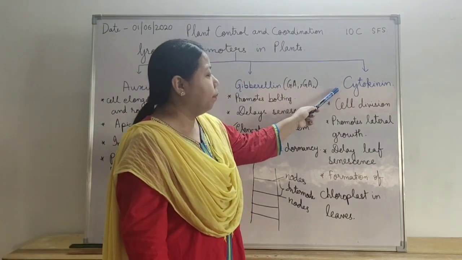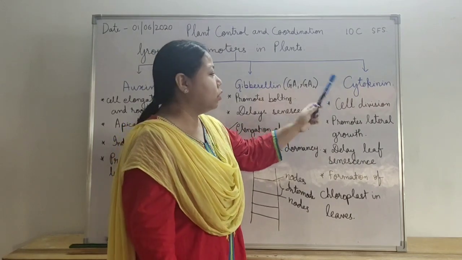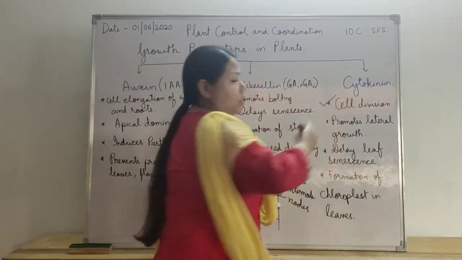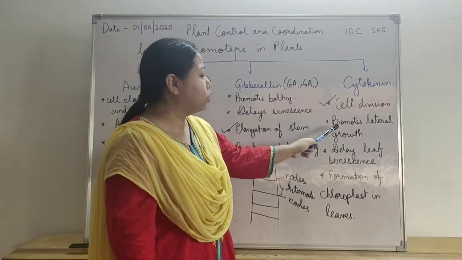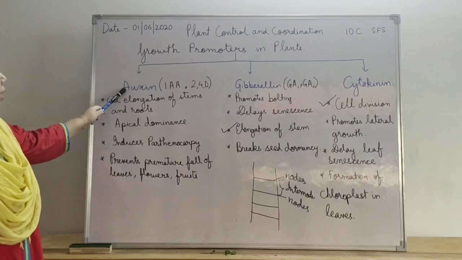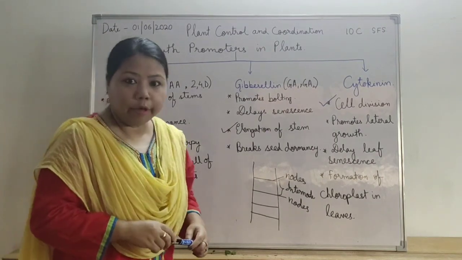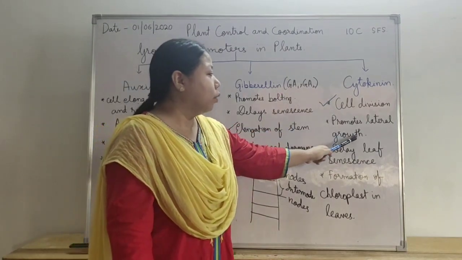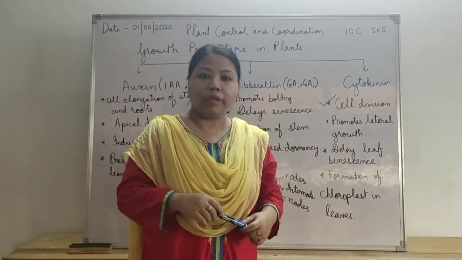Next we go to the third growth promoter in plants, that is cytokinin. So cytokinin's main function is cell division. It helps in the division of cells. Apart from that, it also promotes lateral growth. Remember that auxin helps in apical dominance, growth of the apices of the plant, and cytokinin helps in growth of the lateral sides of the plant or the lateral parts of the plant.